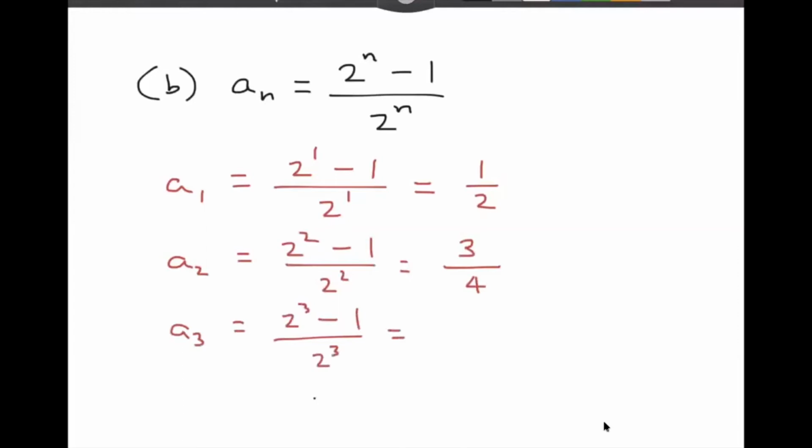2 to the 3rd power is 8. 1 less than 8 is 7. And finally, 2 to the 4th is 16. 1 less than 16 is 15. And those are the first 4 terms of that sequence.